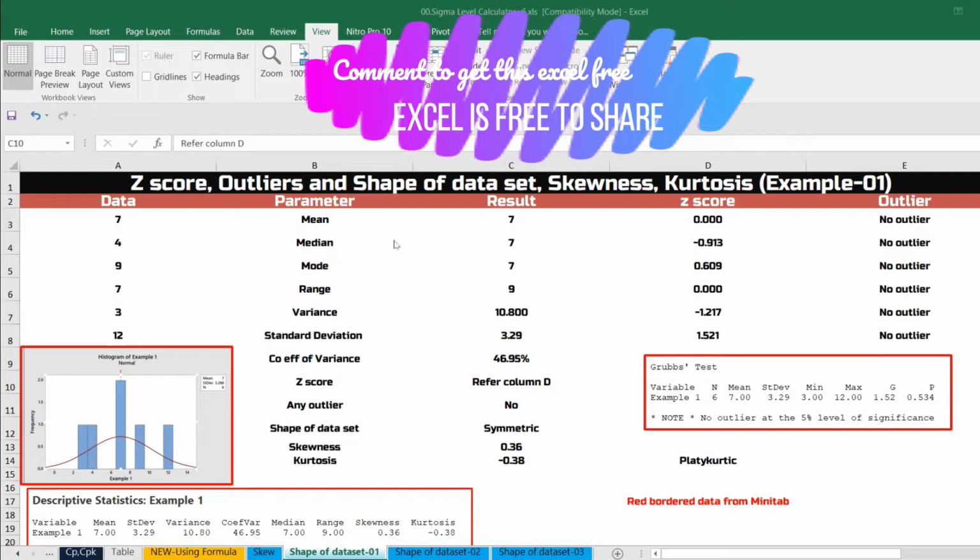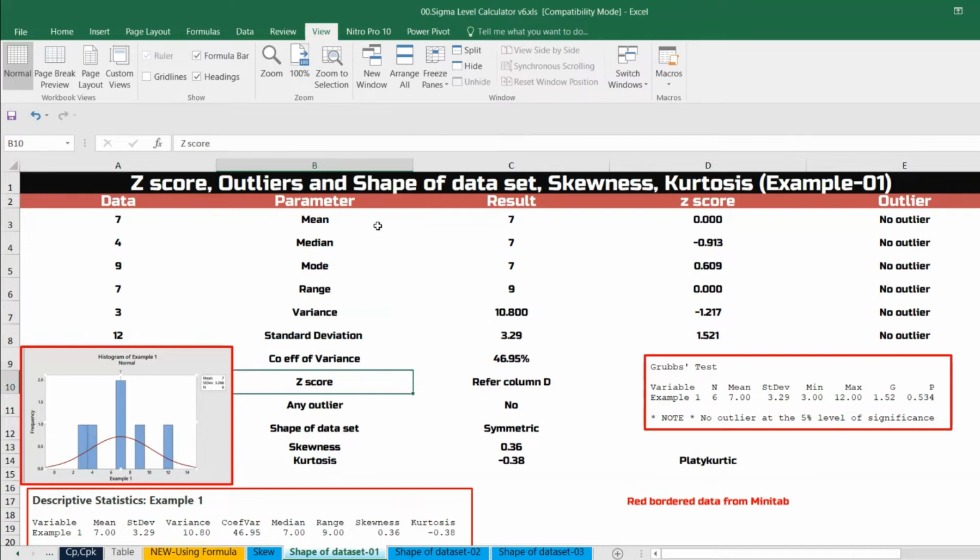Let's talk about what is there in the data set. This is my input which is there in column A: 7, 4, 9, 7, 3, 12. There are 12 parameters we're going to discuss, starting from the basics: mean, median, mode, range, variance, standard deviation, followed by coefficient of variation, and the z score. Any outlier is there, how to find that out, we are going to talk about it. And particularly the z score, there is a formula to it, and we can just find it out.